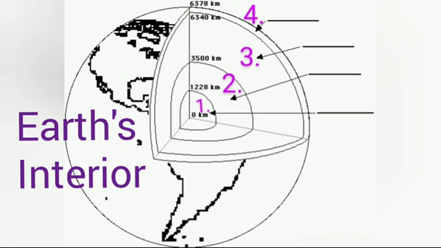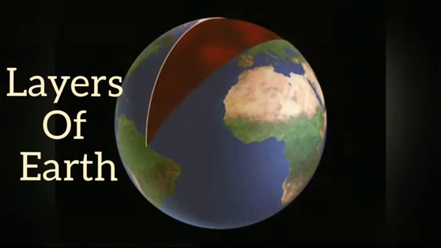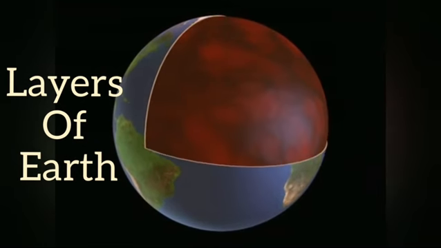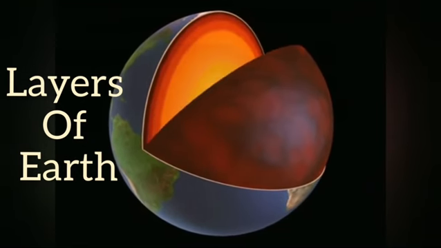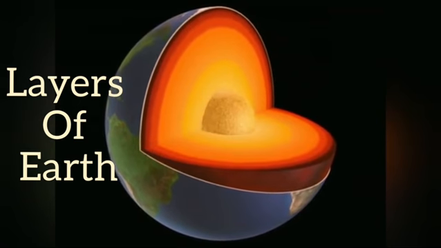Now the earth's interior. You can see the layers of the earth have been marked by 1, 2, 3 and 4. So quickly write down in your notebook what is the name of all these 4 numbers. Before watching the further video, please write down the activity given for you, make a pause of the video and then go further.